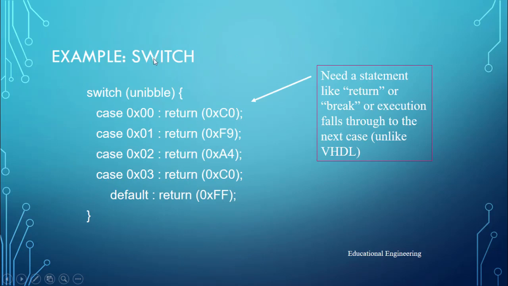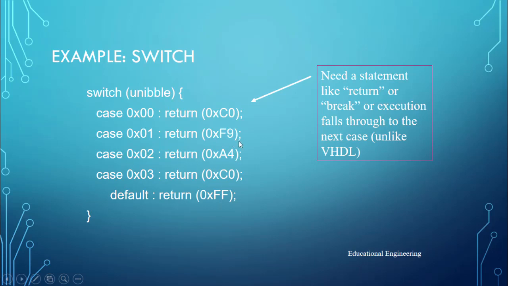Let's see an example. Switch Unable: case 0, if this value equals 0x00, then return this value. If this variable equals 0x101, then return this value. If this Unable variable equals 0x02, then return 0xa4.